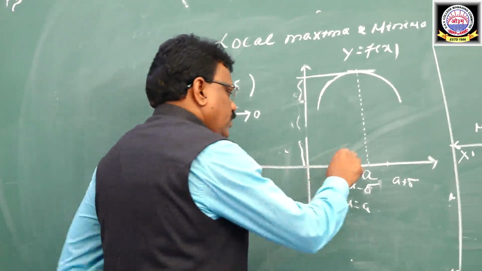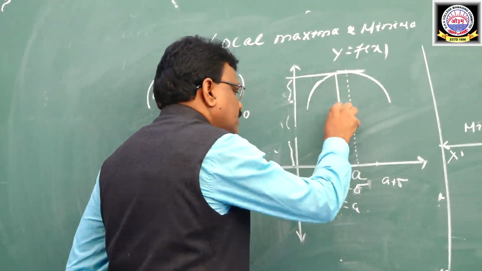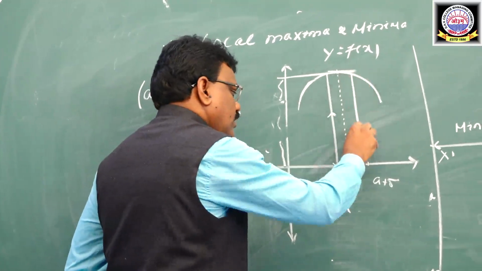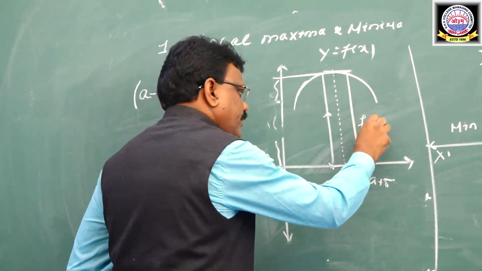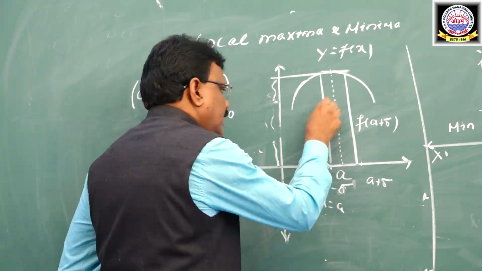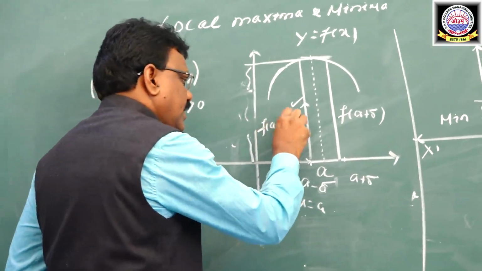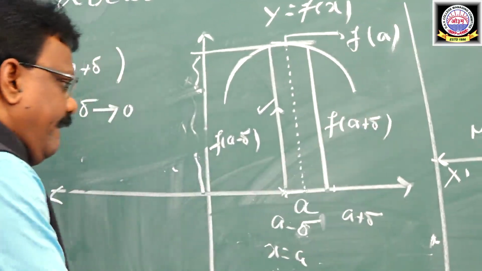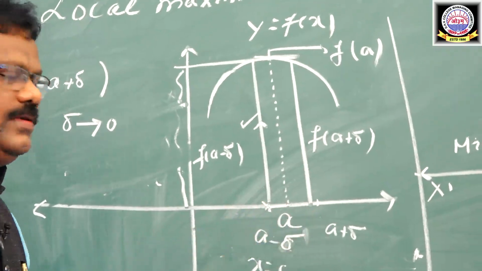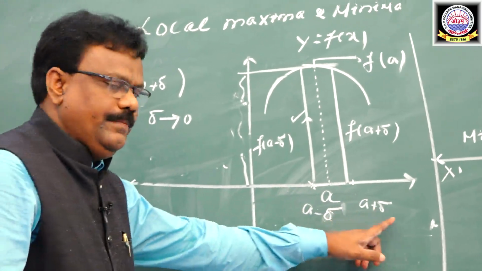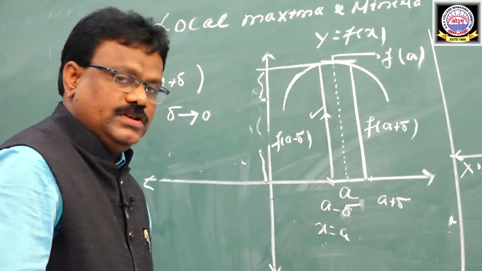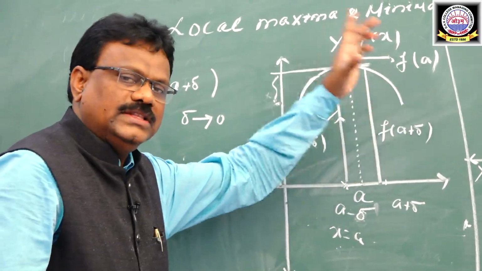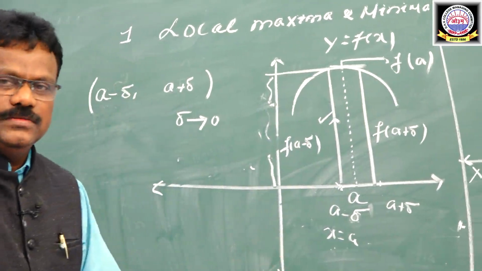So you see, suppose this point is A minus delta. This is the functional value at A minus delta, and this is A plus delta. So I can say it is f of A plus delta, and this is f of A minus delta, and this particular value is f of A. With respect to the interval A minus delta and A plus delta, the maximum value of the function is at x equal to A, and f of A is the maximum value, that is called the local maxima.